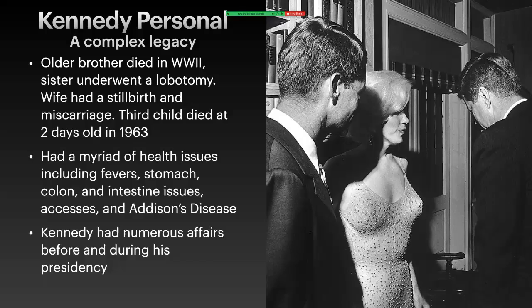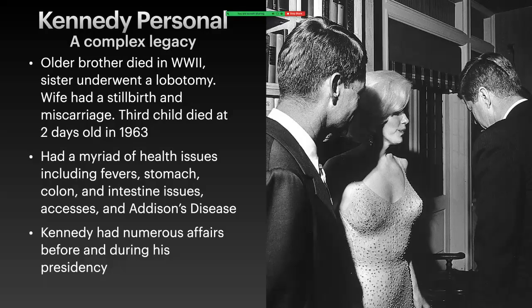Kennedy's wife had a stillbirth and a miscarriage in the 1950s. They had 2 kids and a third that died at 2 days old in 1963, not too long before his assassination.